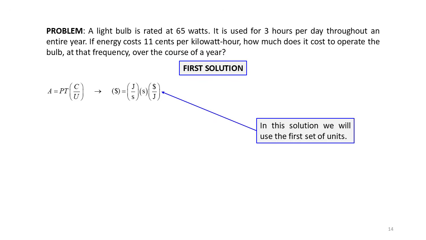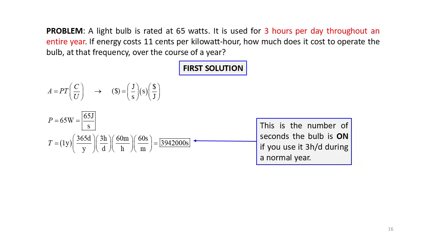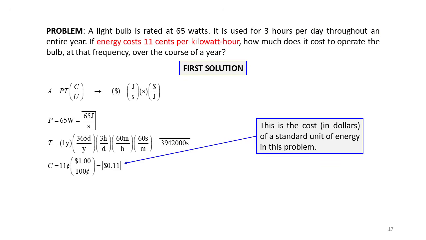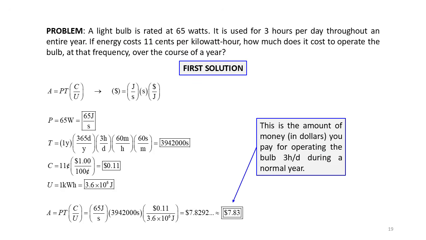First solution. In this solution, we will use the first set of units. The power of the bulb is given in the problem. It is equal to 65 joules per second. This is the number of seconds the bulb is on if you use it 3 hours per day during a normal year. This is the cost in dollars of a standard unit of energy in this problem. This is the standard unit of energy written in joules. This is the amount of money in dollars you pay for operating the bulb 3 hours per day during a normal year.